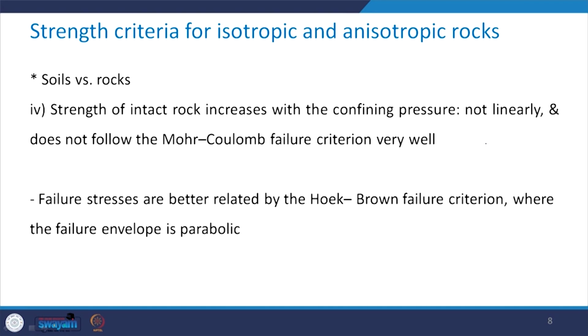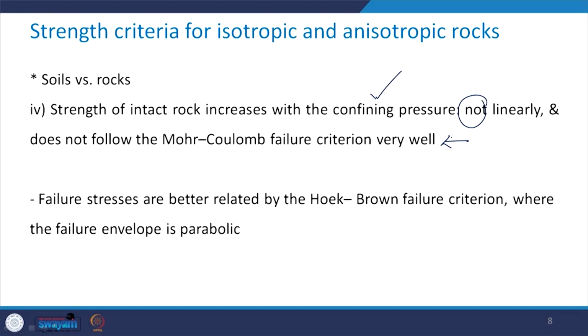Then the fourth criterion is the strength of the intact rock. It increases with the confining pressure, and this increase is not linear, and it does not follow the Mohr-Coulomb failure criterion very well. In this chapter we will learn about the details of the Mohr-Coulomb criterion and other criteria which are more suitable for the rocks and rock masses.